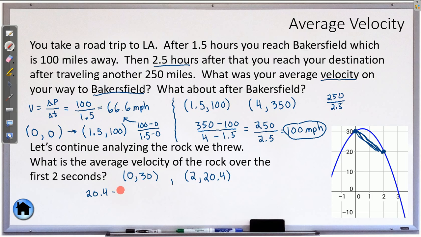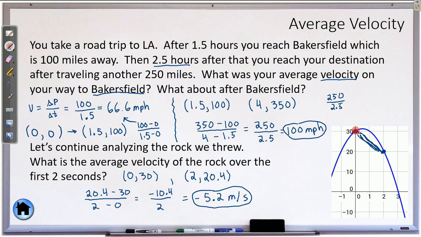20.4 minus 30 over 2 minus 0. So the bottom is easy. 20.4 minus 30 is negative 9.6. Divide that by 2, negative 4.8. We were in meters per second on that one, I believe. Negative 4.8 meters per second is the average velocity.